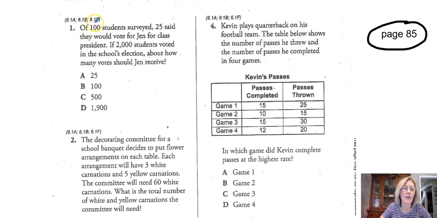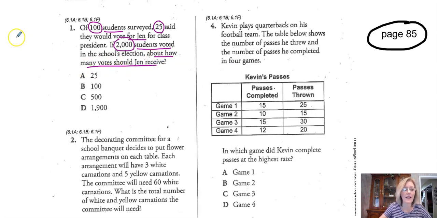So let's come over here. So we have 100 students were surveyed, and a survey is like a vote. Okay, 25 said they would vote for Jen. Okay, so Jen, out of 100 students, she had 25 votes. Now, what if that 100 were turned into 2,000 students who voted or were surveyed? About how many votes should Jen receive? So we want to know about how many votes should Jen receive.